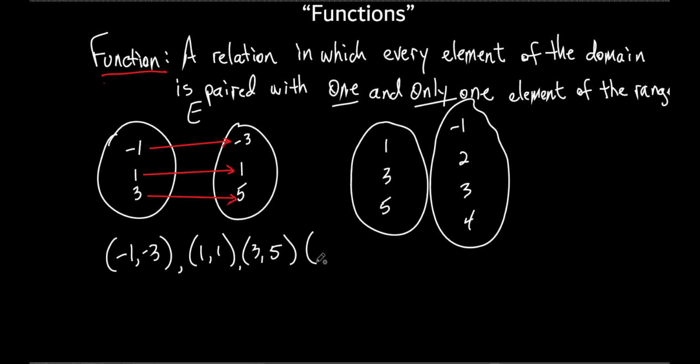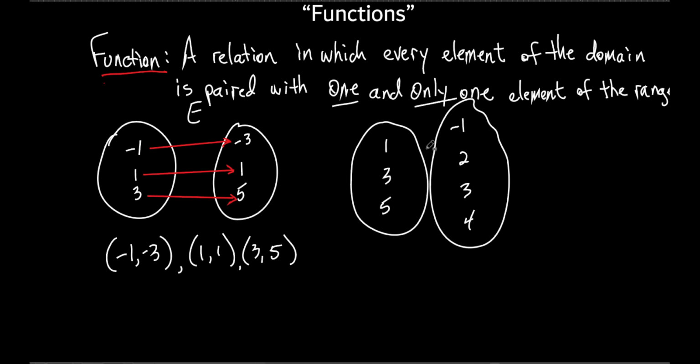So what if I had -1 goes with 5? Then that's not a function. Right, exactly. It's not that it won't work, it's just not a function. They just don't consider it a function. Everybody with me on that? Because -1 goes to -3 and -1 also goes to 5. Goes to a different number, correct? All right, so that would be not a function. That would be a function.